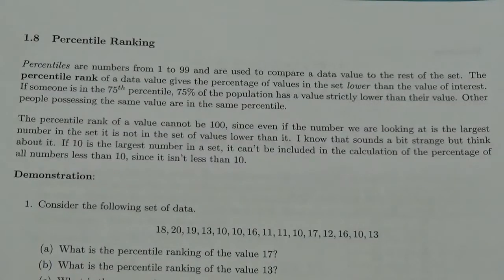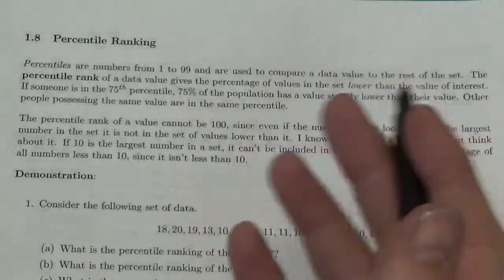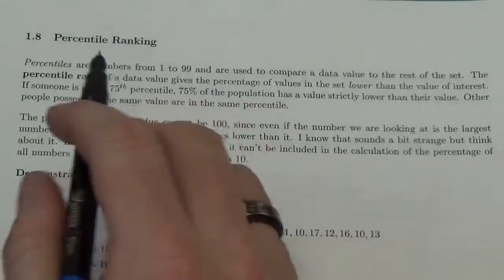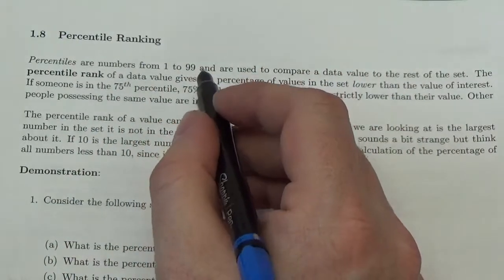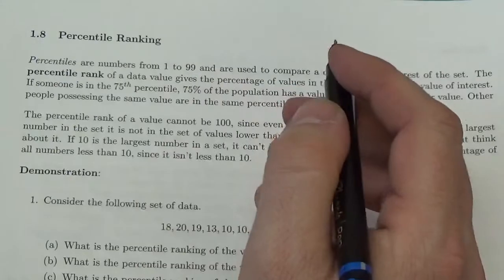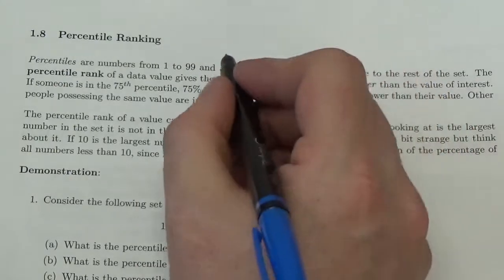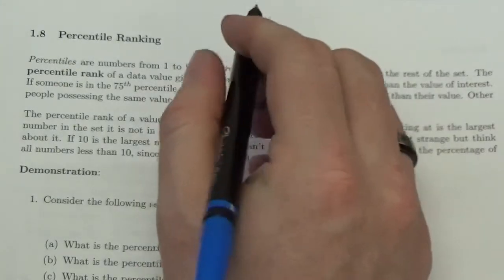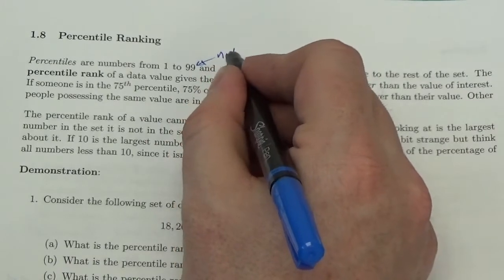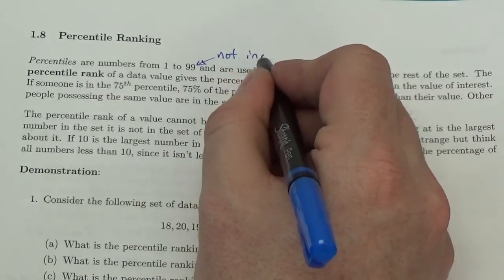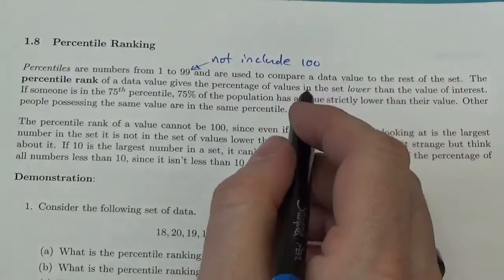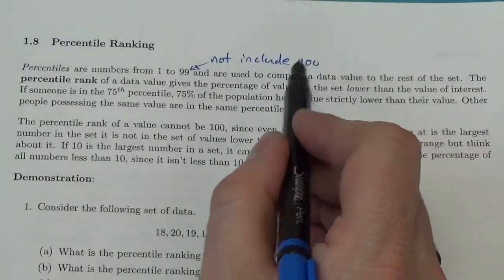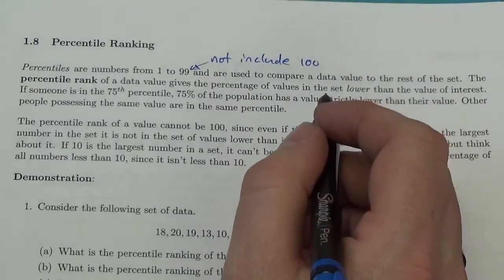In this lesson we're going to take a look at something called percentile ranking, which is another way of analyzing sets of data. Percentiles are numbers from 1 to 99. They can go fractionally higher than 99, I suppose, but it's important to understand that this does not include 100. It doesn't get up to 100. That is the unreachable ceiling.